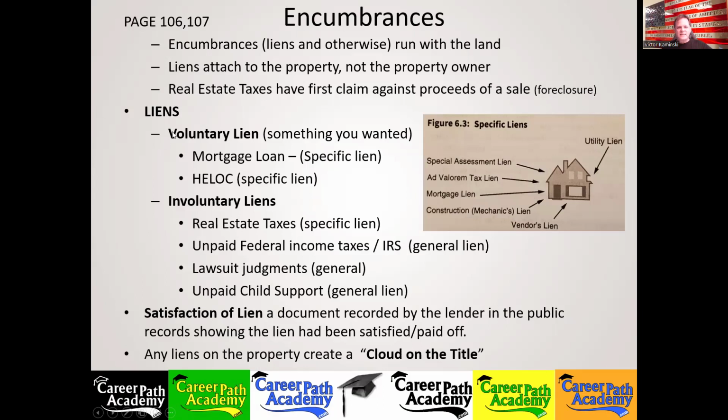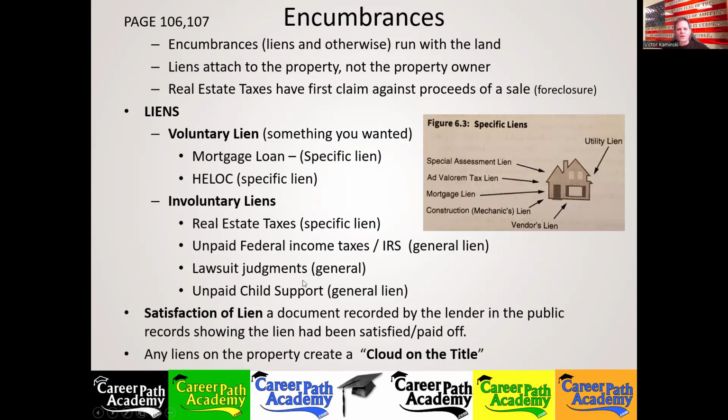So voluntary liens are something you wanted, like a mortgage loan or a home equity line of credit, where you could use your home as a piggy bank to drain out any equity that you built up. Involuntary liens would be real estate taxes. There are specific liens on the property. You have unpaid federal income taxes. That's the IRS general lien against all property that you own. Now, they could come after your car, your bank account. They could come after you, stick you in jail, and every day you're in jail accounts for so many dollars.